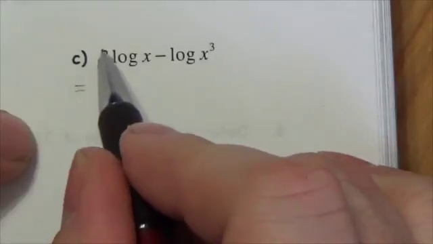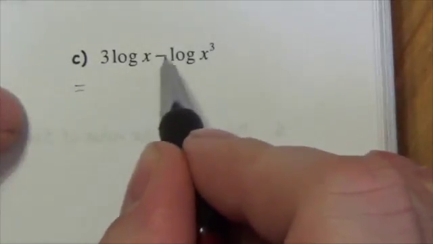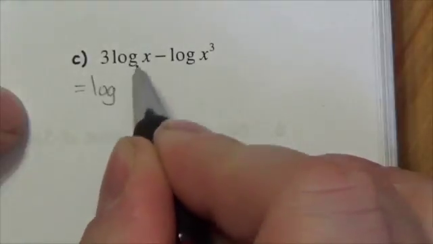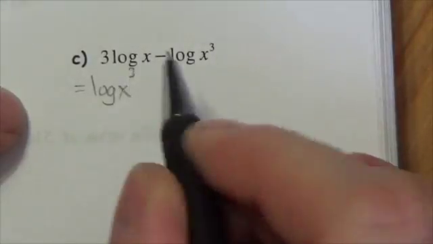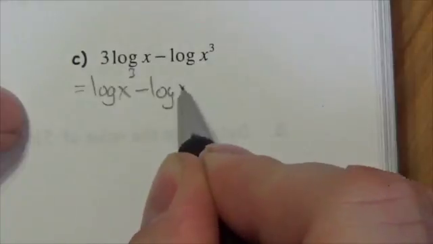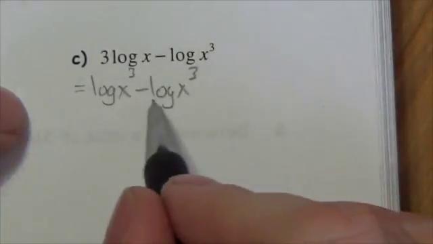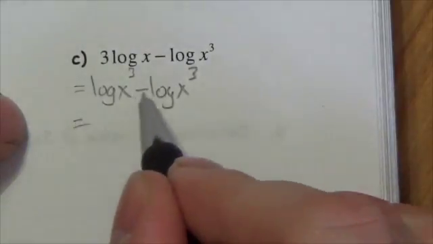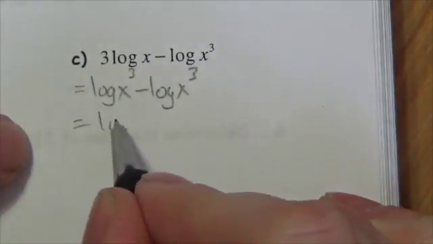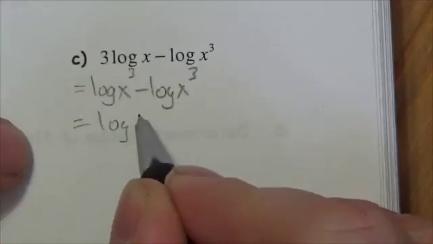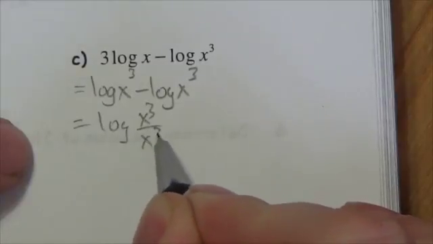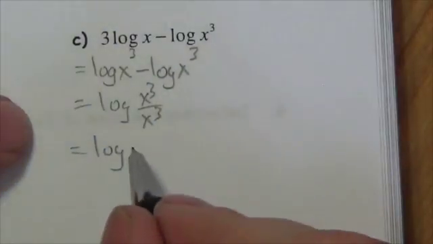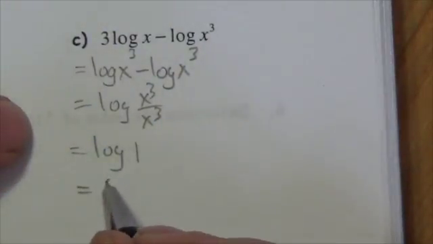If you decide that you're going to bring the 3 up and then combine them because of the subtraction here, that 3 becomes the exponent on the x. And so this becomes the common log of x cubed minus the common log of x cubed. If the base isn't written, it's common log. Now, subtraction becomes division, so this becomes the common log of x cubed divided by x cubed. But x cubed over x cubed is just 1, and the log of 1 is just 0.